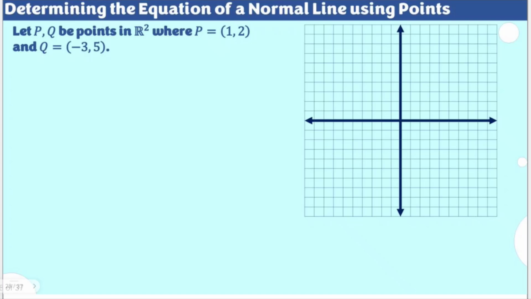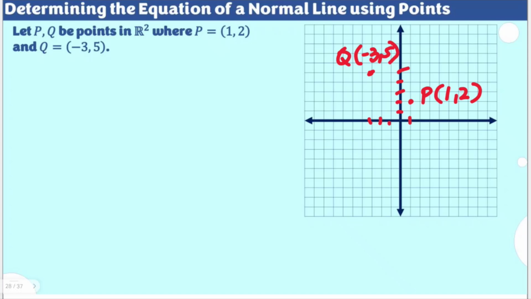So you have here P, (1, 2). This is your point P, (1, 2). And for your Q, it is (-3, 5). 3, 4, 5. This is your point Q, which is actually (-3, 5).